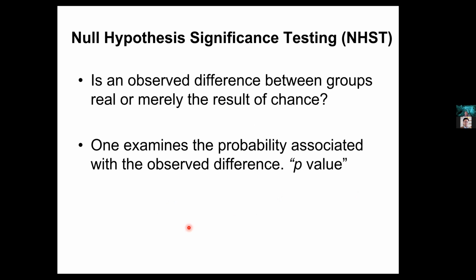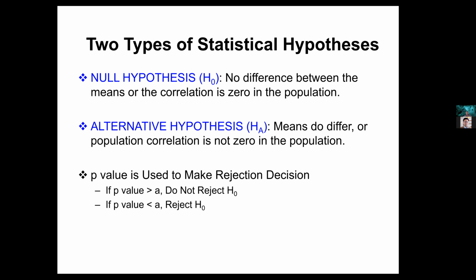In particular for statistics, you're going to have what we call null hypothesis significance testing. These are a few questions. The big question is whether the observed difference between the groups is real versus merely the result of chance. This will all depend on the p-value that you find. Now, you're going to ask what the p-value is.